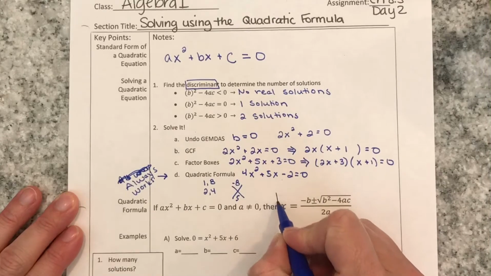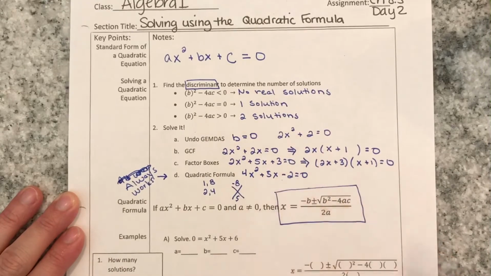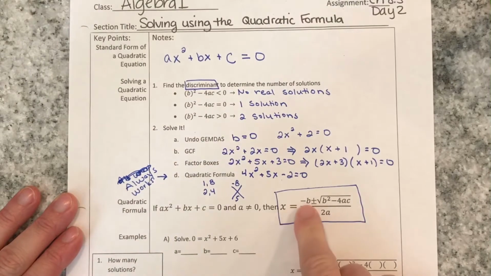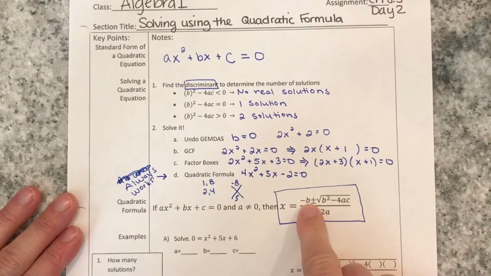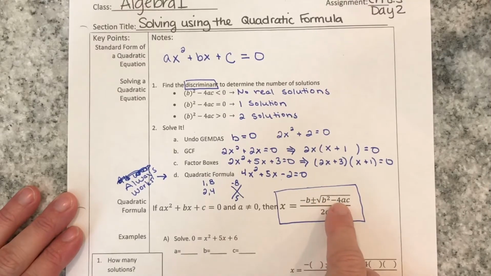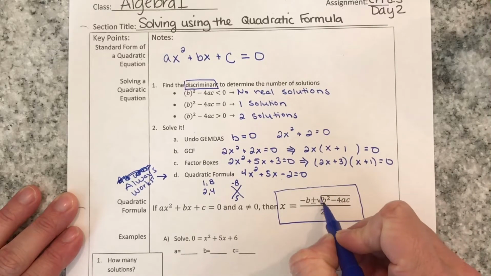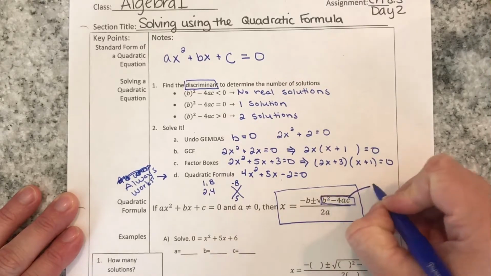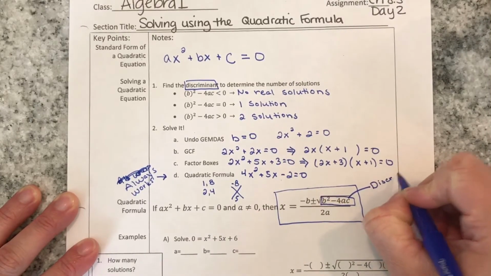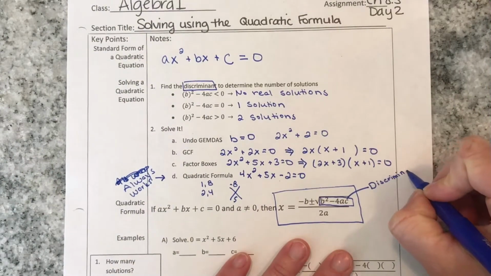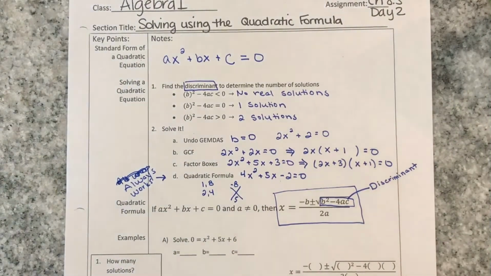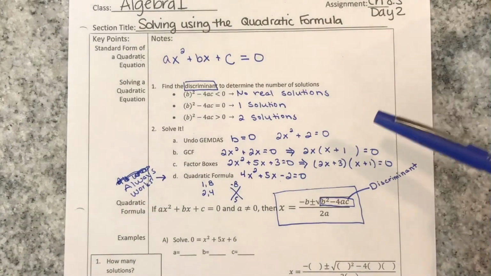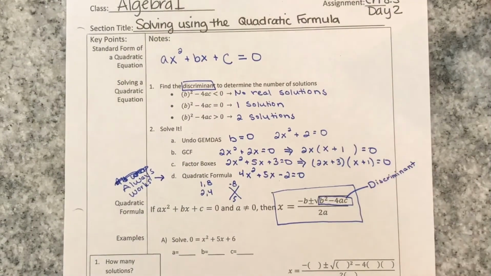To solve for and find x, you can use the quadratic formula. So x is the opposite of b plus or minus the square root of b squared minus 4ac, all divided by 2a. And you'll notice this piece under the radical, the b squared minus the 4ac, that's your discriminant. So when you take the time to find the discriminant from the beginning to identify how many solutions you have, you're already finding a piece of the quadratic formula.